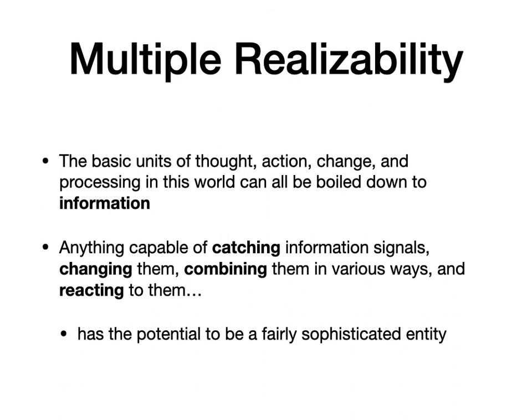So, this is the concept of multiple realizability. The basic units of thought and action and change and even just processing in general in the world can all be boiled down to this idea of information, and anything capable of catching information signals, changing them, combining them, and reacting to them has the potential to be a fairly sophisticated entity. Now, I'm not saying it would be easy to build a strand beast with a fully functional brain, but you can see how you could start to do that, I think. And that's it.